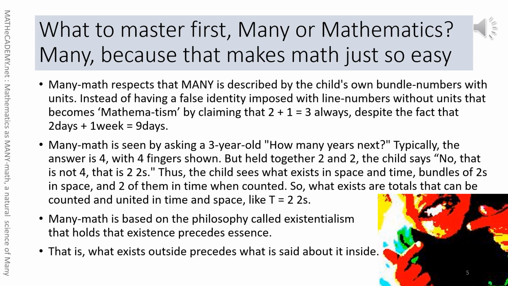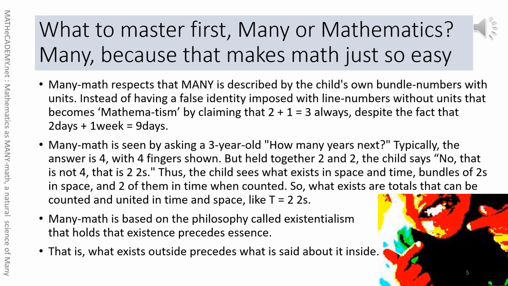Many mathematics is discovered by asking a 3-year-old, how many years next time? Typically, the answer is 4, with 4 fingers shown. But held together 2 by 2, the child says no, that is not 4, that is 2 twos. The child thus sees what exists in space and in time, bundles of 2s in space, and 2 of them in time, when counted. So, what exists are totals that can be counted and united in time and space, such as a total, t, of 2 twos.